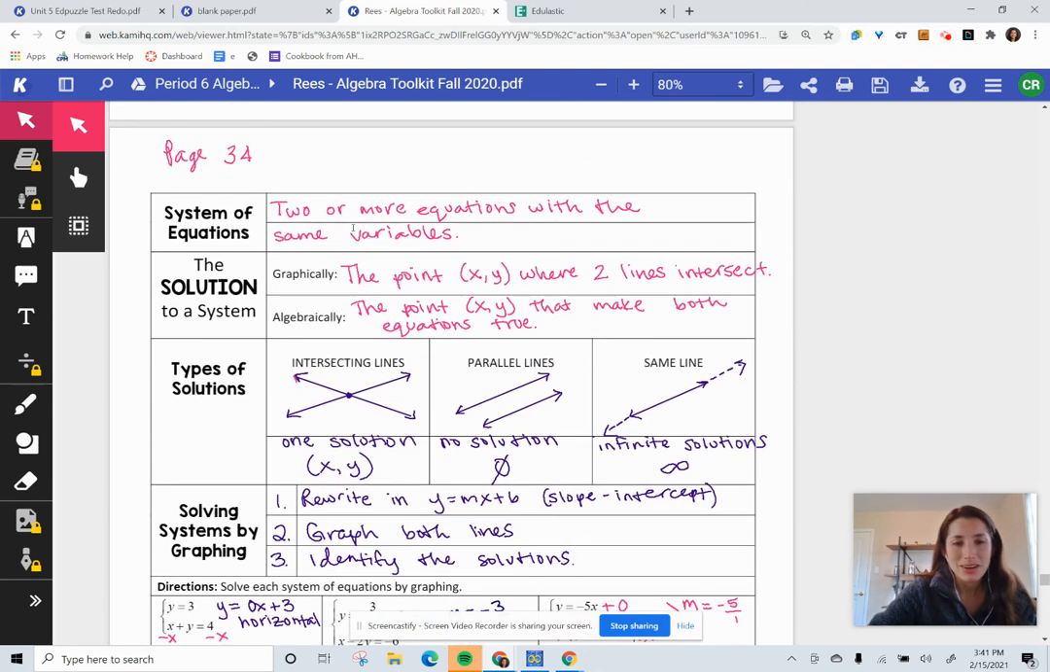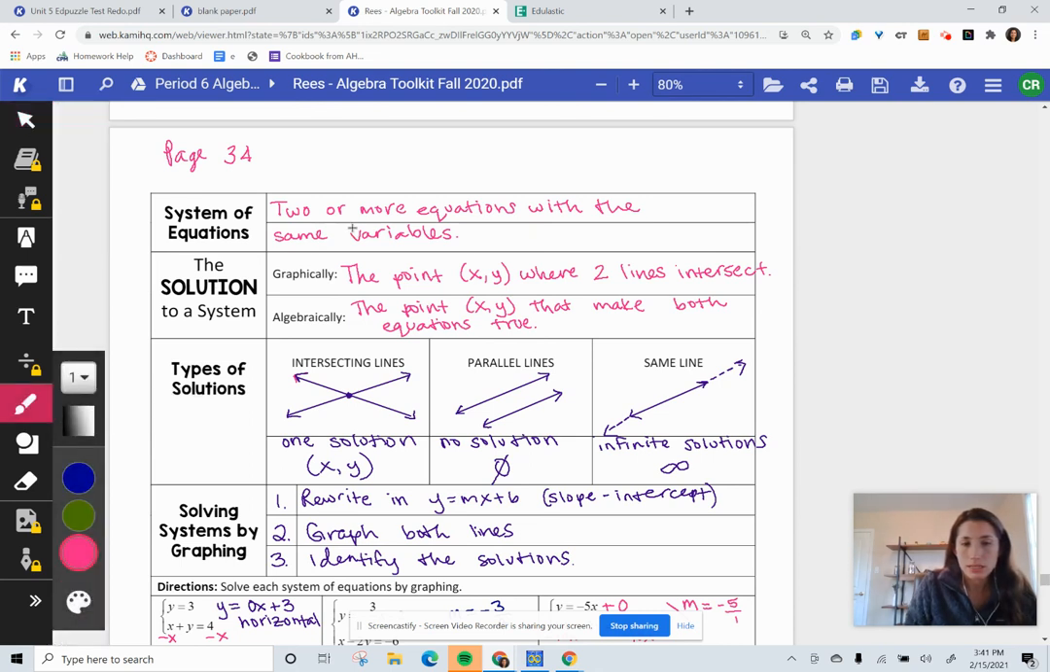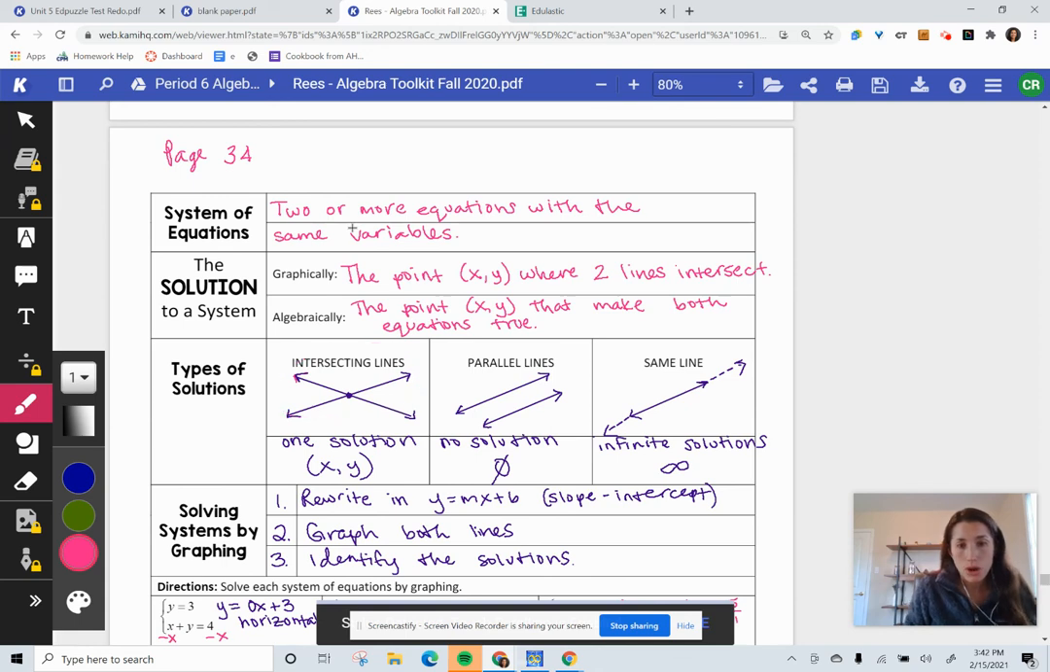Okay, so looking at graphing, I just wanted to review. When we graph two equations, the solution is the point where the two lines intersect each other. Okay, so it's the point that makes both equations true. So noticing here, we've got intersecting lines, and so that would have one solution. There's one point where they cross each other.